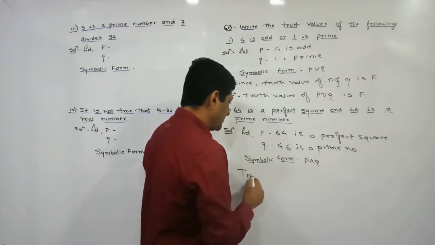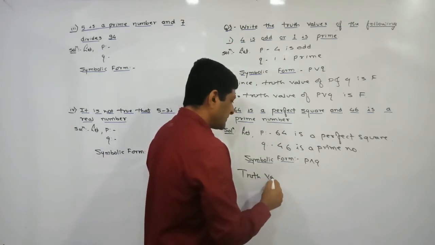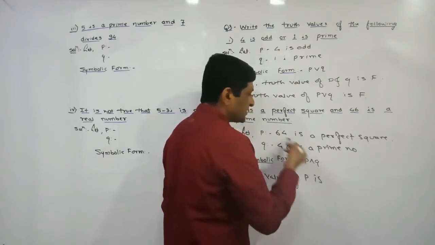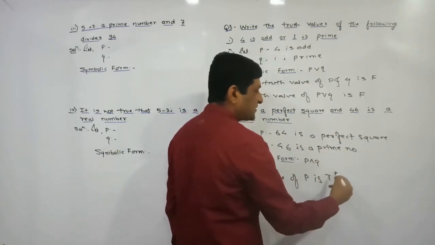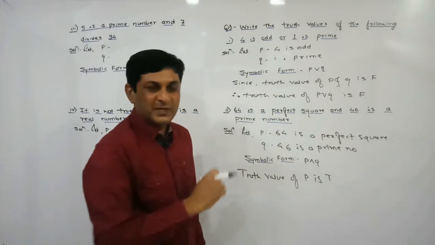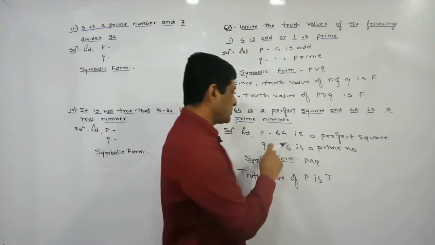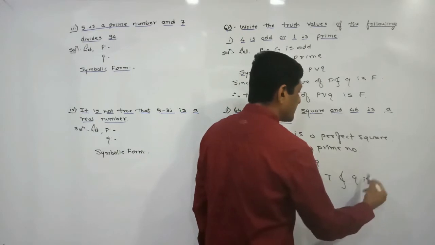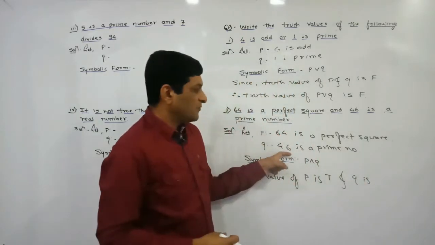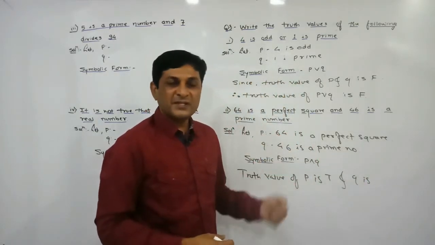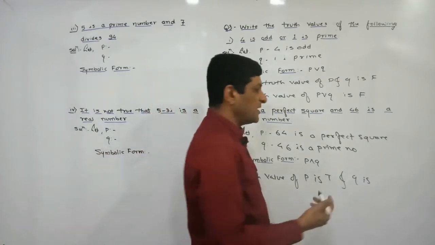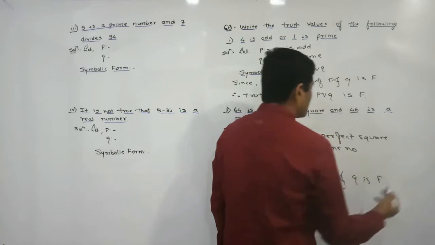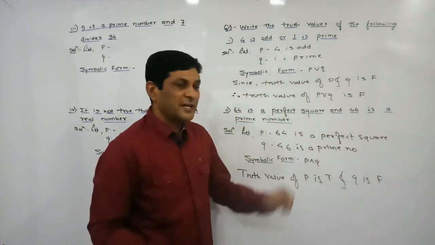So the truth value of P is, 64 is a perfect square. We know that 64 is the square of 8, meaning we can say that it is a perfect square number. So the truth value of P is T, and let us try to find out the truth value of Q. 46 is a prime number, but 46 is divisible by 2, so it cannot be a prime number. So therefore Q, is prime, is false. So the first part is true and the second part is false.